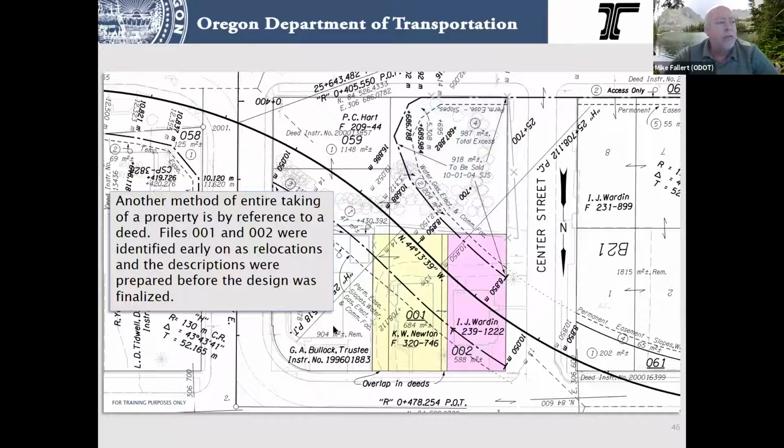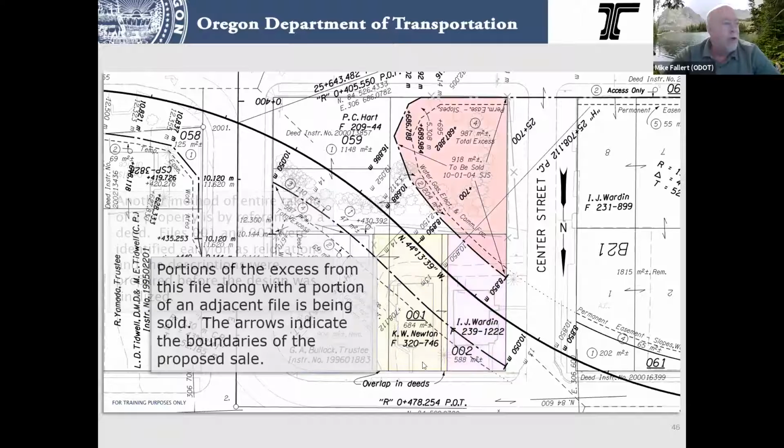Now there's others that are entire takes like this. It's just the whole file. That's just the way it is. If we're going to access the other part down below, we can still, it'll be easy to describe. So, and you see the areas that were bound to be sold or whatever.